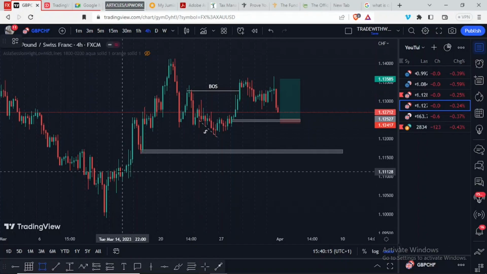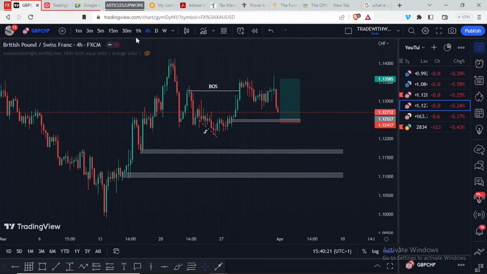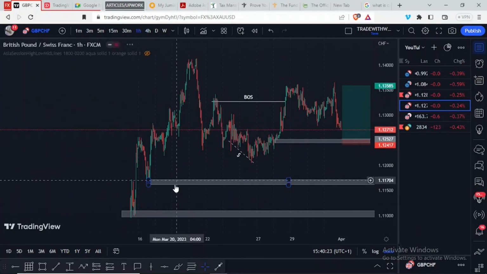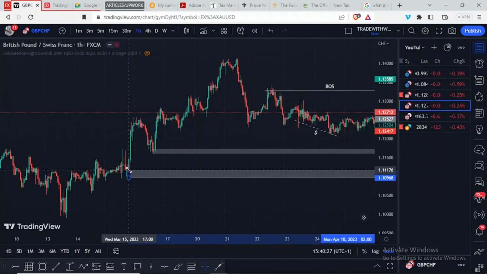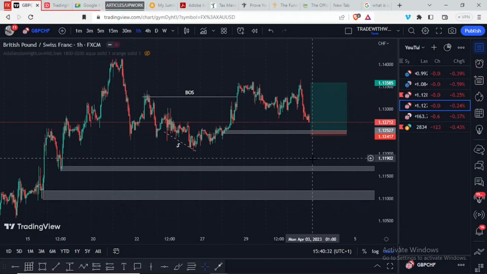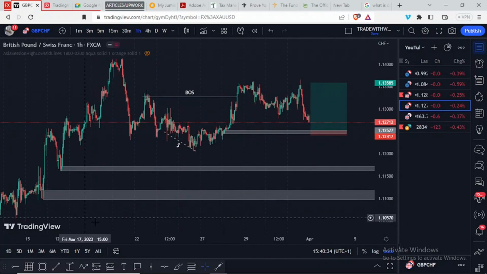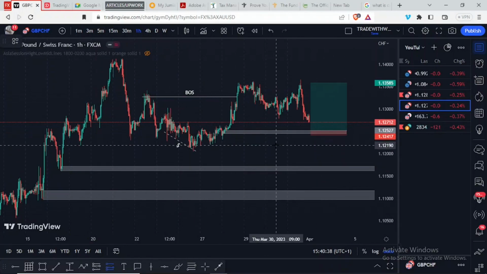Then the last demand zone I can draw is this one here, and we can then refine it on the 1-hour time frame. Since the trend is a very strong downtrend, it might want to pull back into this extreme demand. So we have one demand, second demand, and third demand. But I love this second demand. Why do I love the second demand?